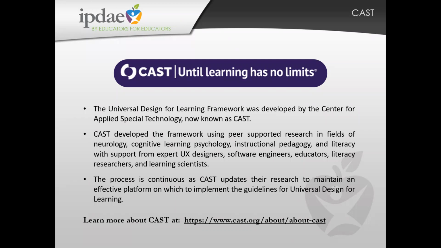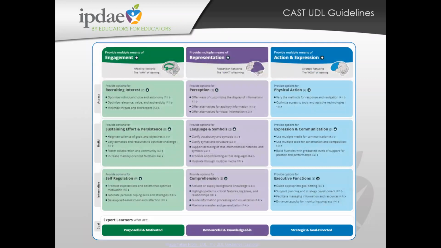More recent initiatives have been focused on updating the framework to reflect access needs. The process is continuous, as CAST updates their research to maintain an effective platform on which to implement the guidelines for universal design for learning. According to the Center for Applied Special Technology, the UDL guidelines are organized both horizontally and vertically. Vertically, the guidelines are organized according to 3 principles of UDL: engagement, representation, and action and expression. The principles are broken down into guidelines, and each of these guidelines have corresponding checkpoints that provide more detailed suggestions.